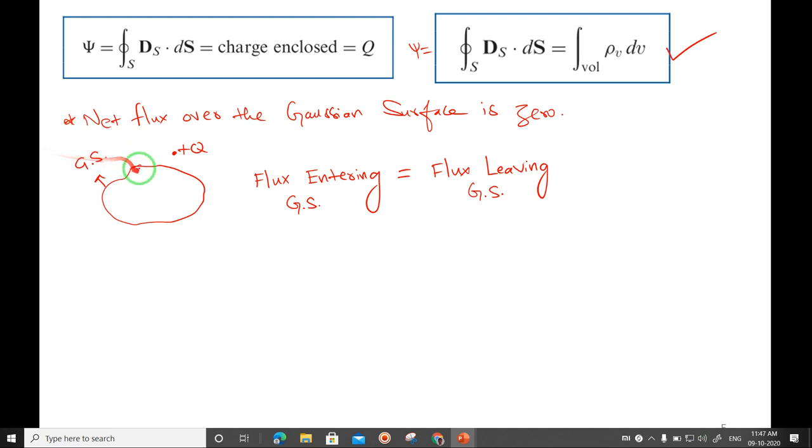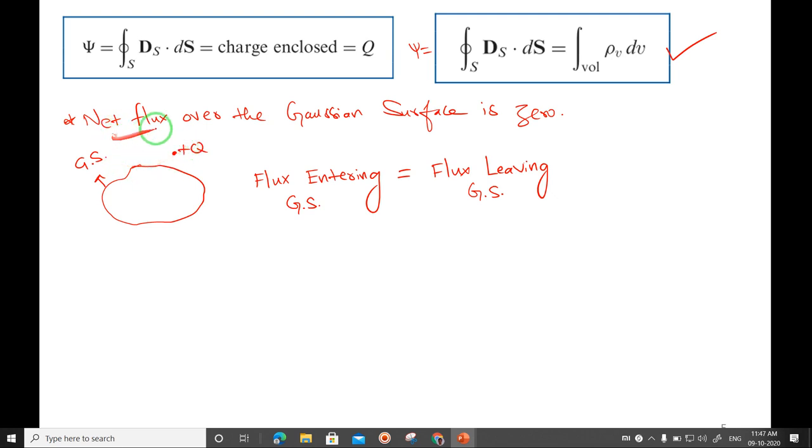Okay. Next, we will consider the Gaussian surface here. But this Gaussian surface is not enclosing any charge. There is no charge present in this Gaussian surface or closed surface. But we have considered the charge outside this Gaussian surface. It may be a point charge, line charge, surface charge, or volume charge here, right?